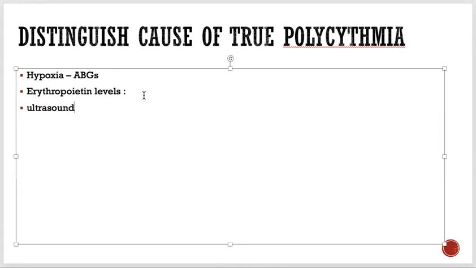And now see, ultrasound is also an examination which is done to detect some structural abnormality like renal cell carcinoma, like tumor in kidney, tumor in liver, tumor in adrenal glands.